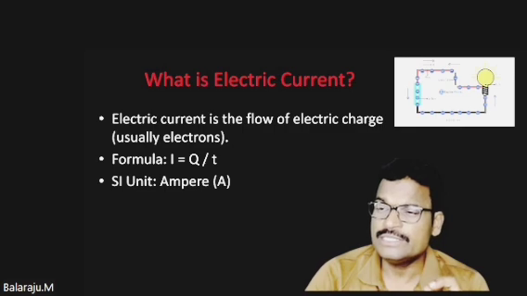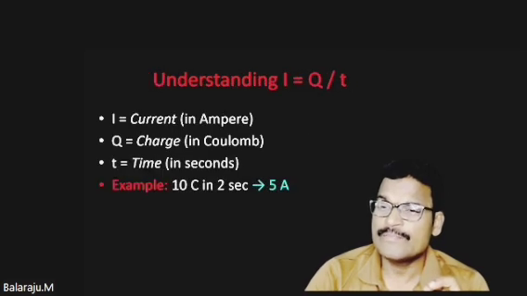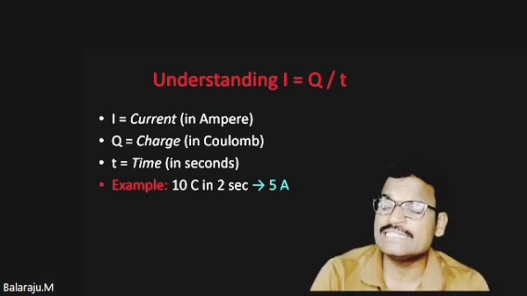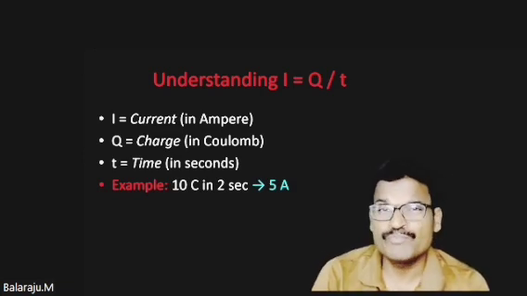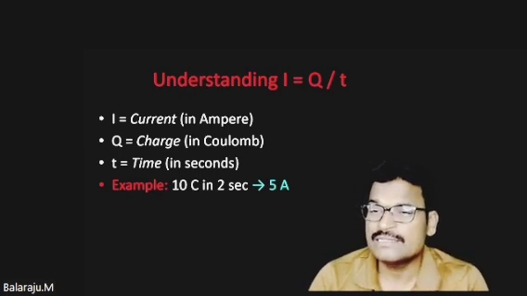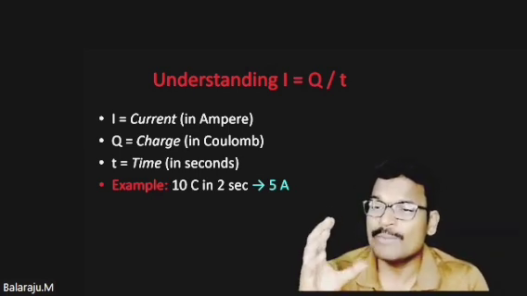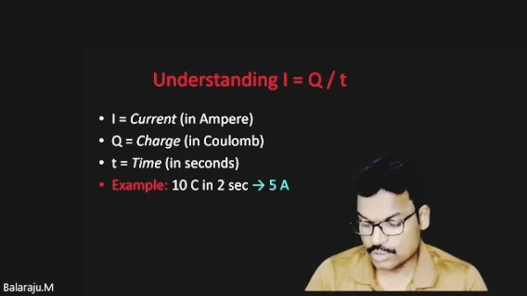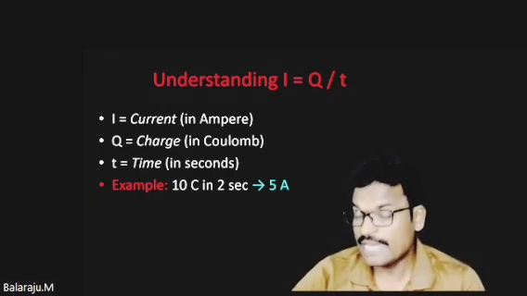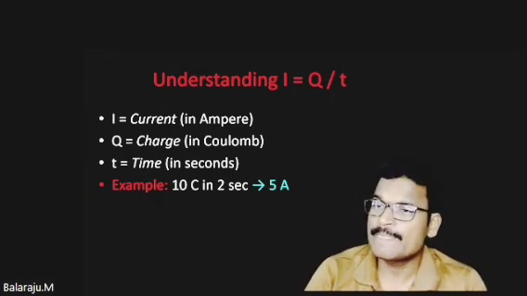Okay, right? I means current, Q means charge, T means time. The unit of current is ampere, the unit of charge is coulomb, the unit of time is second. That's why I is equal to Q by T. Yes or no? So what we can say, I is equal to Q by T. Correct?